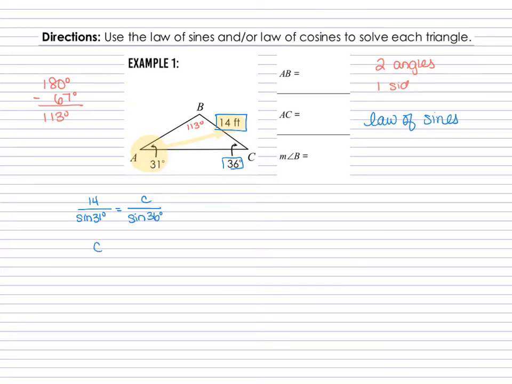We want to solve for c, so I'm going to cross multiply. So c is equal to 14 times the sine of 36 over the sine of 31 degrees. So basically what I did is I wanted to get rid of this sine of 36 in the denominator, so I multiplied both sides by the sine of 36 degrees.